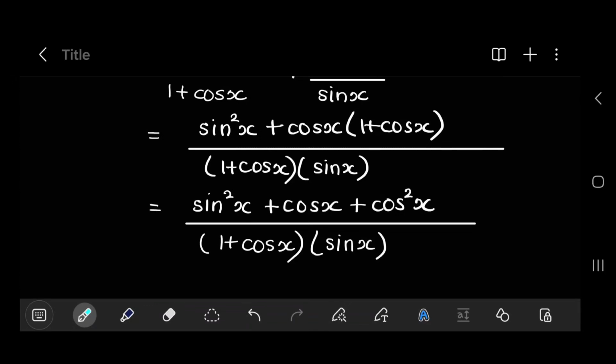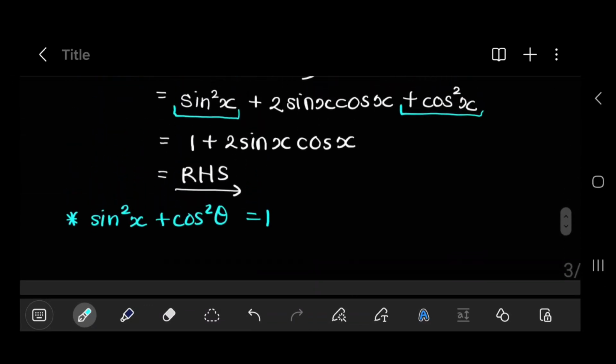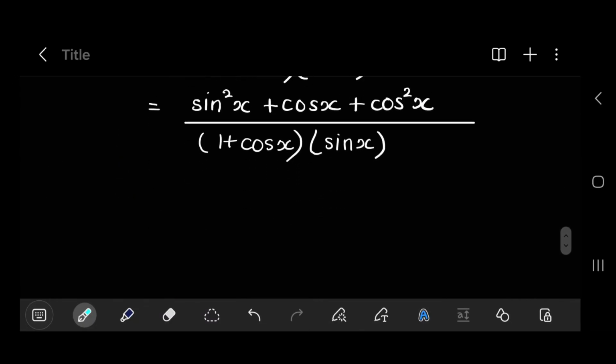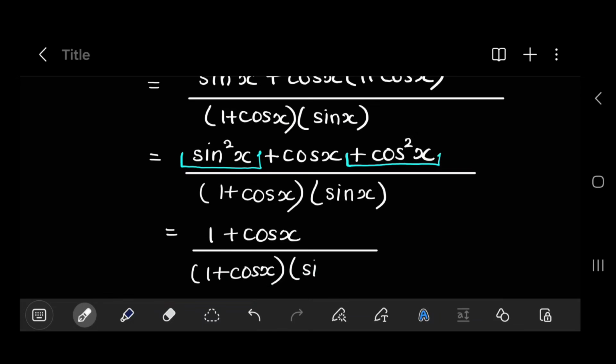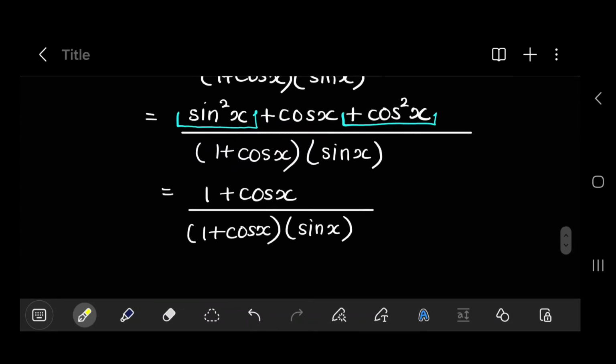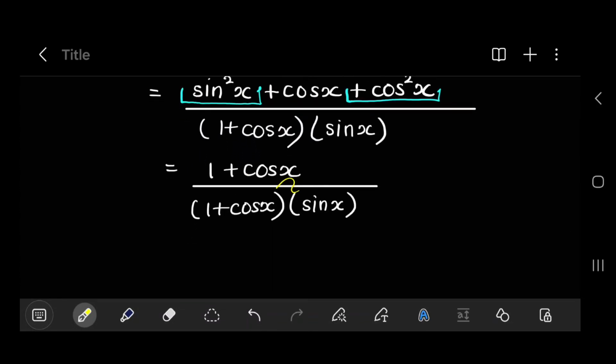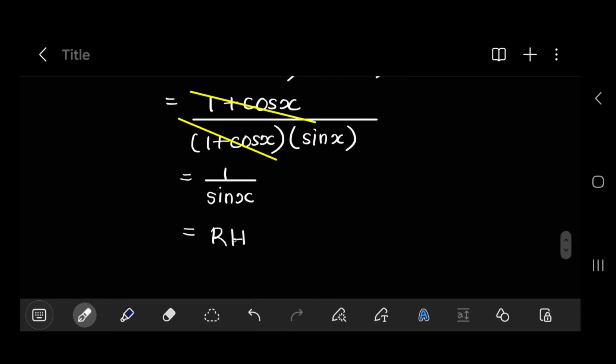Now we're going to apply the same thing that we did in the previous question, where we had sine squared x and cos squared x, and we replaced it with 1. We have the same thing here: sine squared x plus cos squared x. So we know that that is 1. So the numerator is 1 plus cos x. Denominator stays as is. But something important that you now notice is that your entire numerator is the same as the bracket in the denominator. So they can cancel out with each other. What we are now left with is 1 in the numerator, sine x in the denominator, and that is equal to the right-hand side. So we have managed to prove this identity.